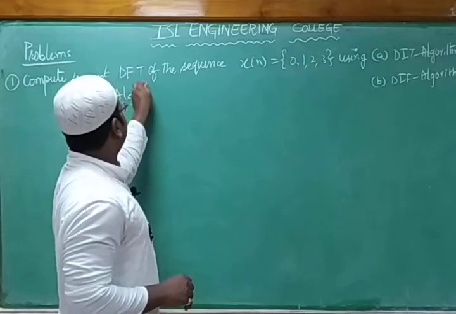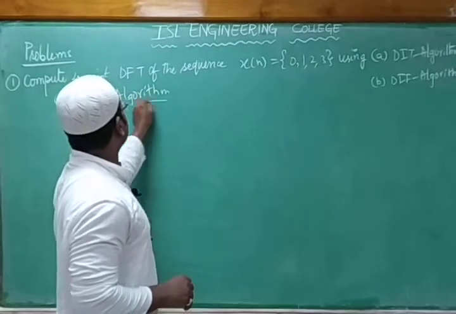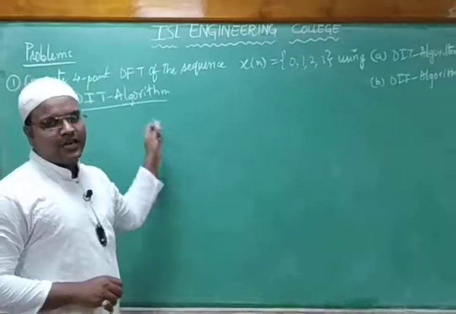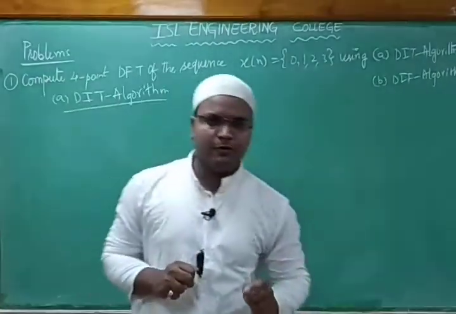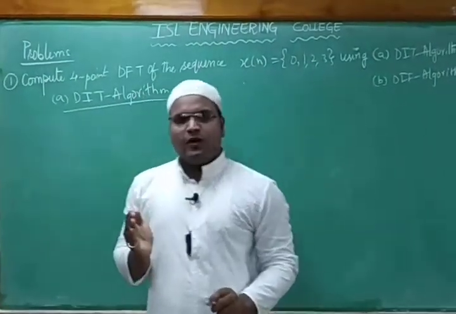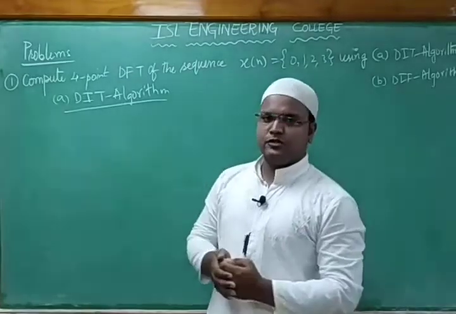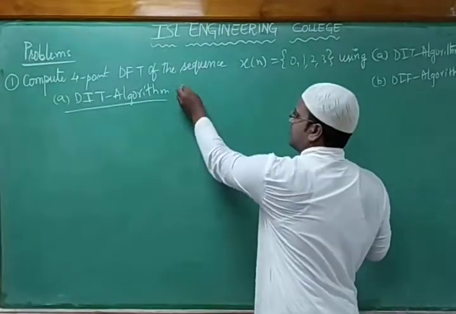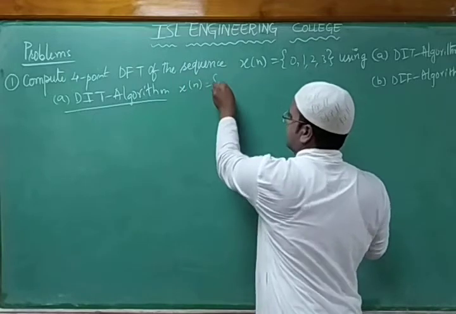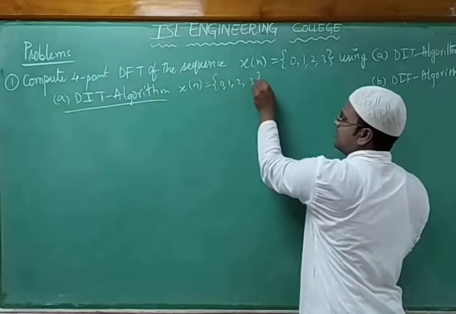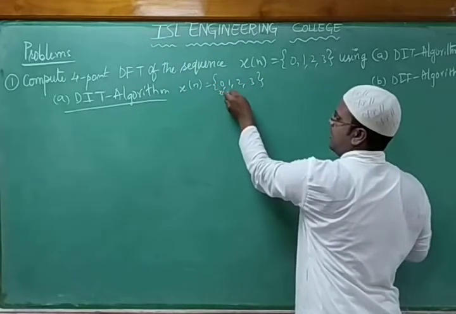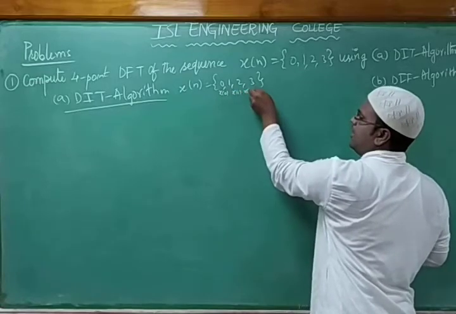In this, how many points do they ask? They ask 4 points. When they ask for 4 points, what are the two things you need to keep in mind? The normal order and the bit reversed order. For that, I am taking x of n equals 0, 1, 2, 3. This is the position x of 0, x of 1, x of 2 and x of 3.